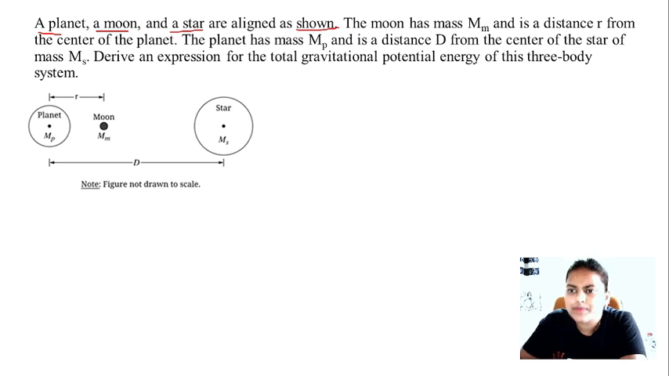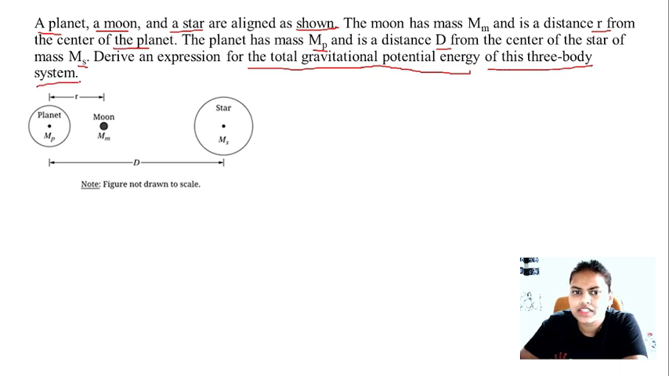The moon has mass m_m and is the distance r from the center of the planet. The planet has the mass of m_p and is the distance capital D from the center of the star, whose mass is m_s. Derive the expression for the total gravitational potential energy of this three-body system.